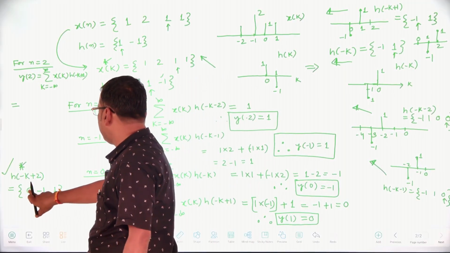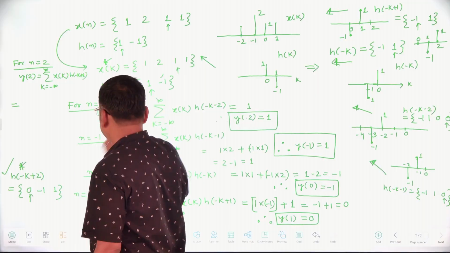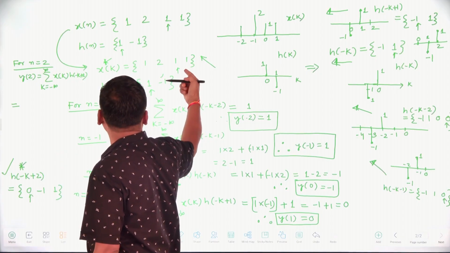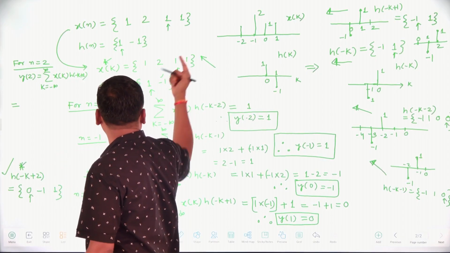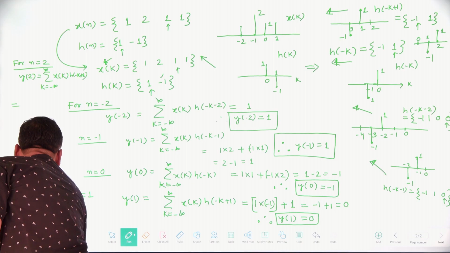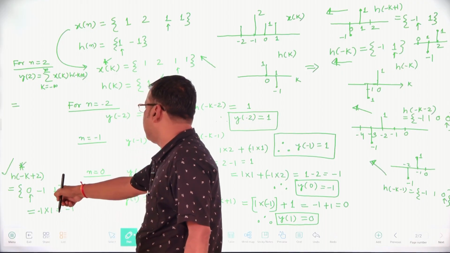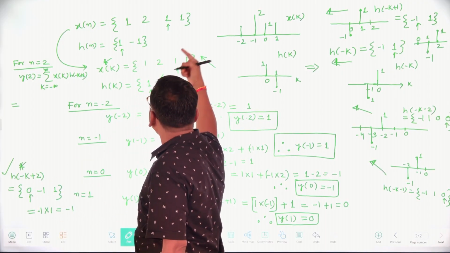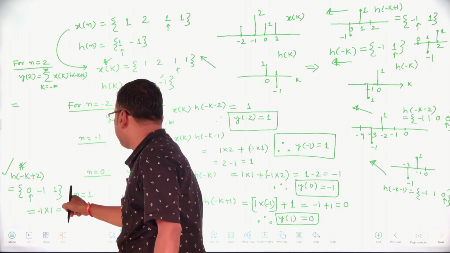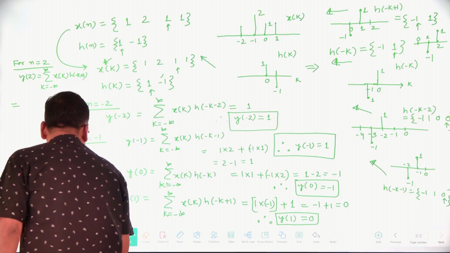At n equal to 0, that is your 0, 0 into 1, that is your 0. This is your minus 1 for k equal to minus 1. For k equal to 1, that is your 1. So minus 1 into 1, that is your minus 1. Only multiplied at n equal to 0, 1, 2. For this is your minus 1 and this is 1, minus 1 into 1, and anything else elsewhere will be 0. The h of minus k plus 2, that is your minus 1.